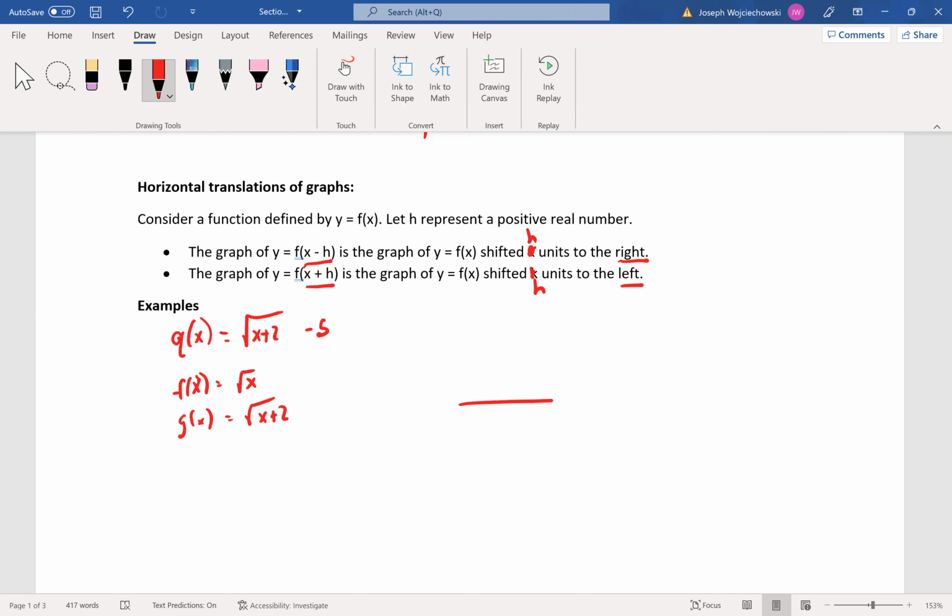So let's start with our square root function. Here we have plus h, or plus 2, so we're going to go 2 units to the left. Then we're going to subtract 5, which means going down 5 units. And this is our q of x here.